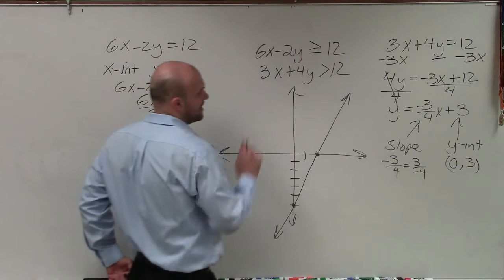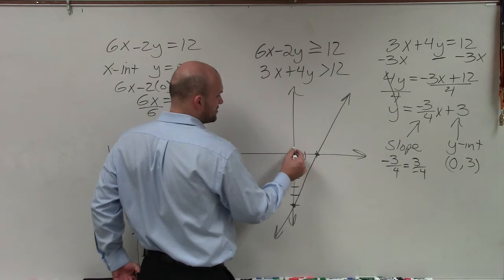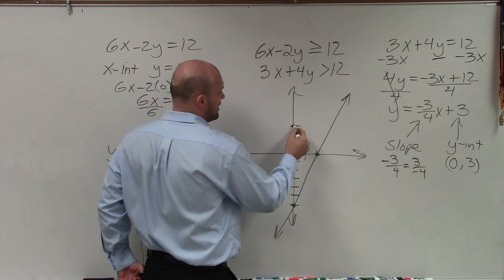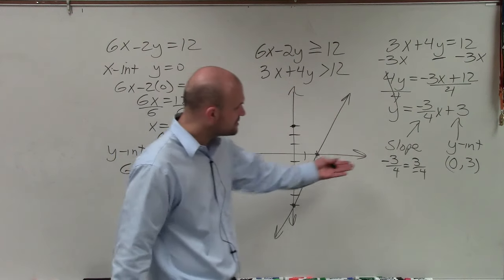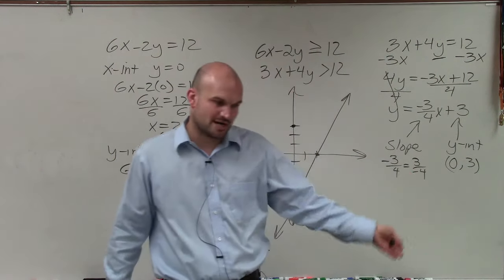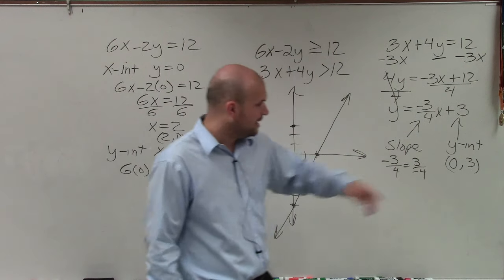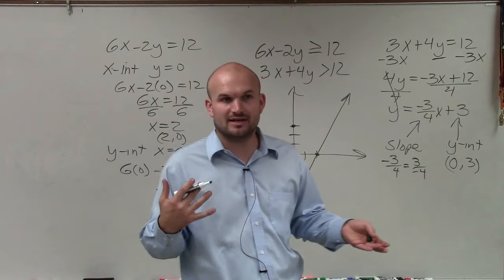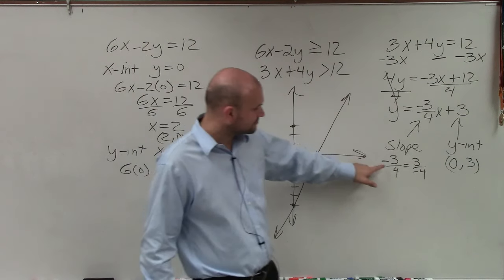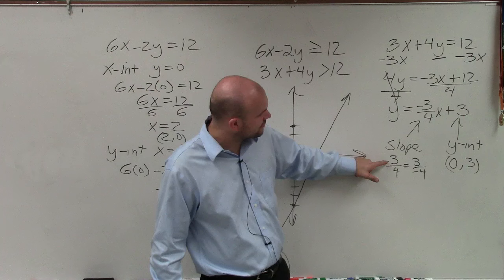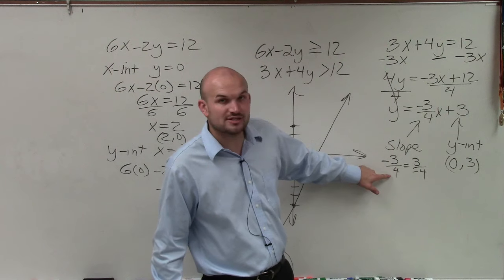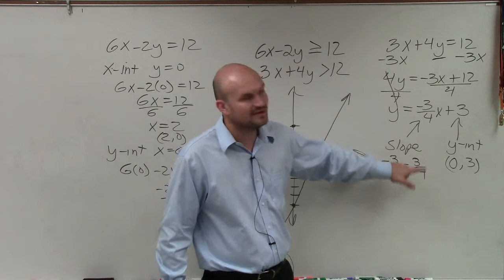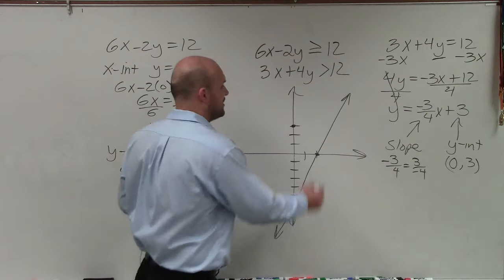So now let's plot our y-intercept, which is at (0, 3). I'm going to go up 1, 2, 3, and make a point. Now, for the slope, using the slope triangle, you can use either one of these slopes. It doesn't matter if you say the change in the y-coordinates is positive or negative, because when the change in y is negative, the change in x is positive, and when one is positive, the other is negative. So I'm going to use this one.